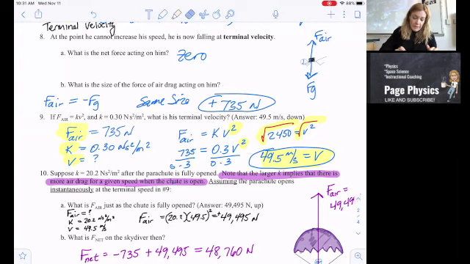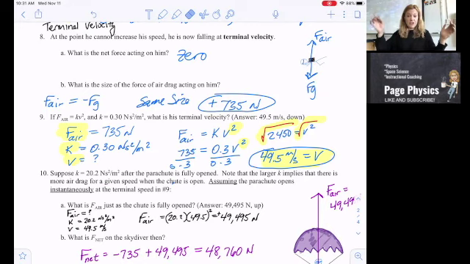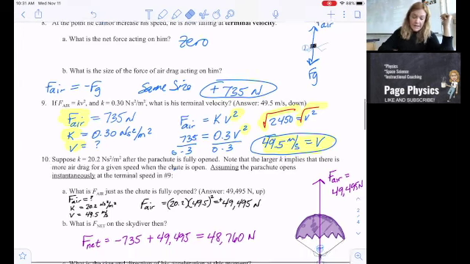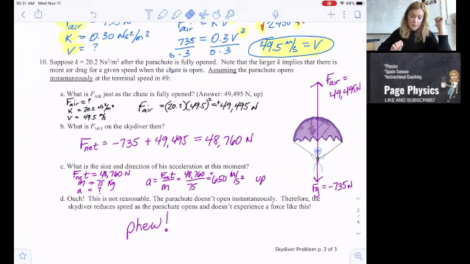So then, moving down to 10, it says now let's say the K value goes up because we've opened the parachute. Once the parachute is open, it's like hitting the brakes in a car, right? So this K value has now gone up. And so there's more air drag. Right, so more K value means more air drag.